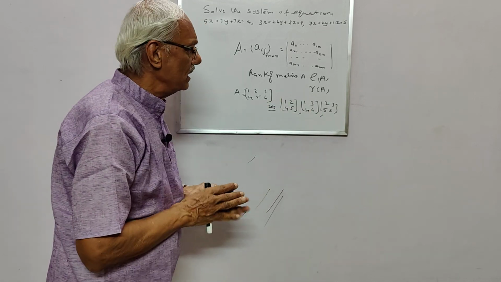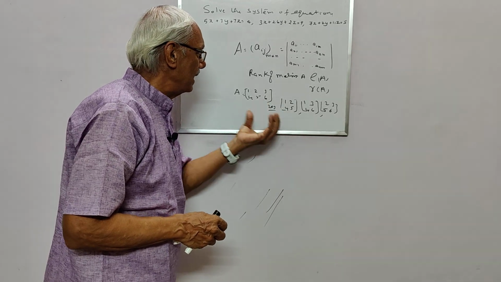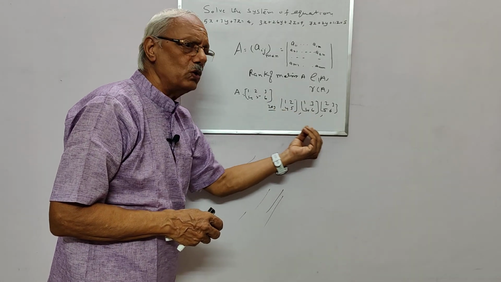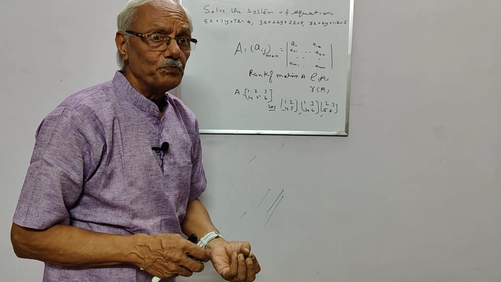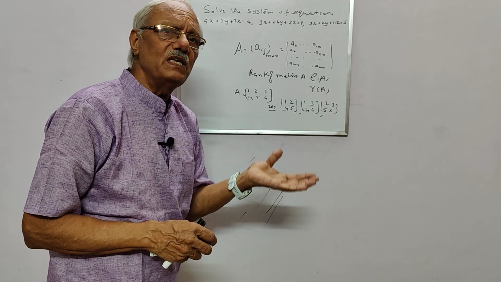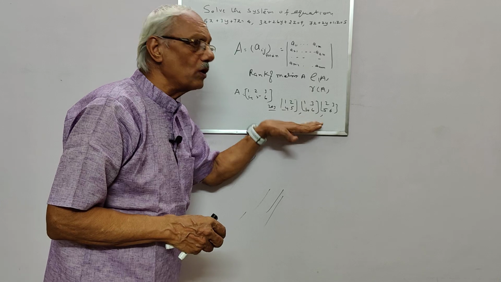This is a 2 cross 3 matrix, and this is of order 2, this is of order 2, and this is of order 2. Now you see that you pick all those submatrices and find out the determinant value. If the value of the determinant becomes 0, then this cannot be the rank.